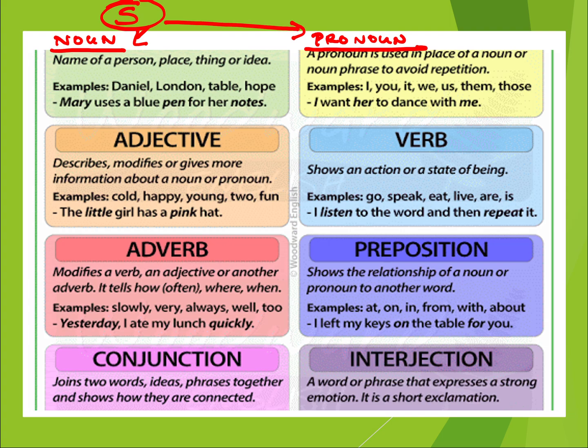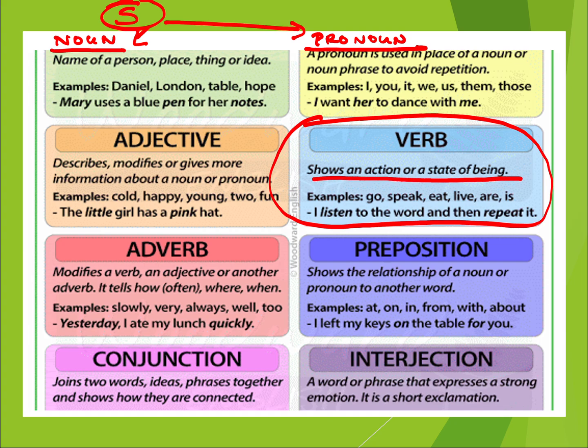It can be singular, one, or it can be plural, more than one. So subject and then verb is the usual word order of a sentence. A verb shows an action or a state of being. The other parts of speech, you'll learn more about those in your writing class. Let's focus on these ones in grammar.